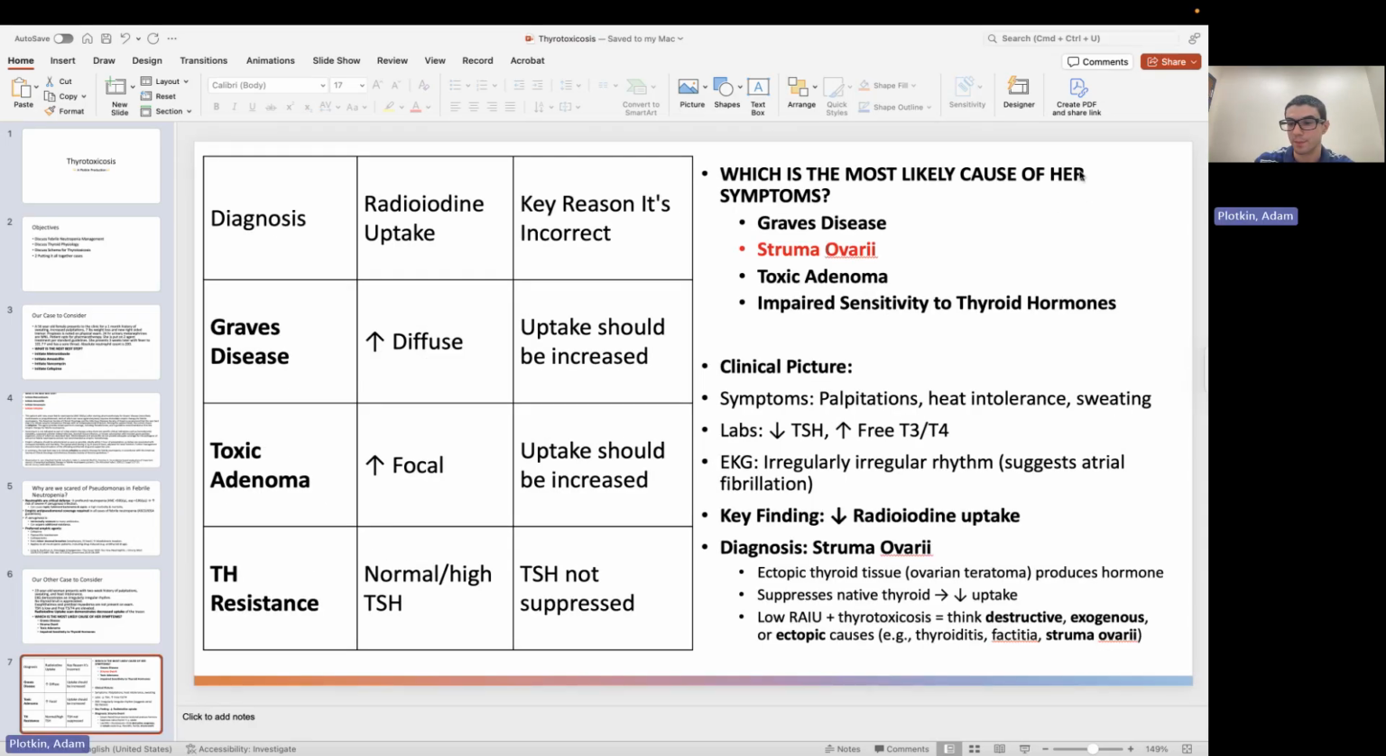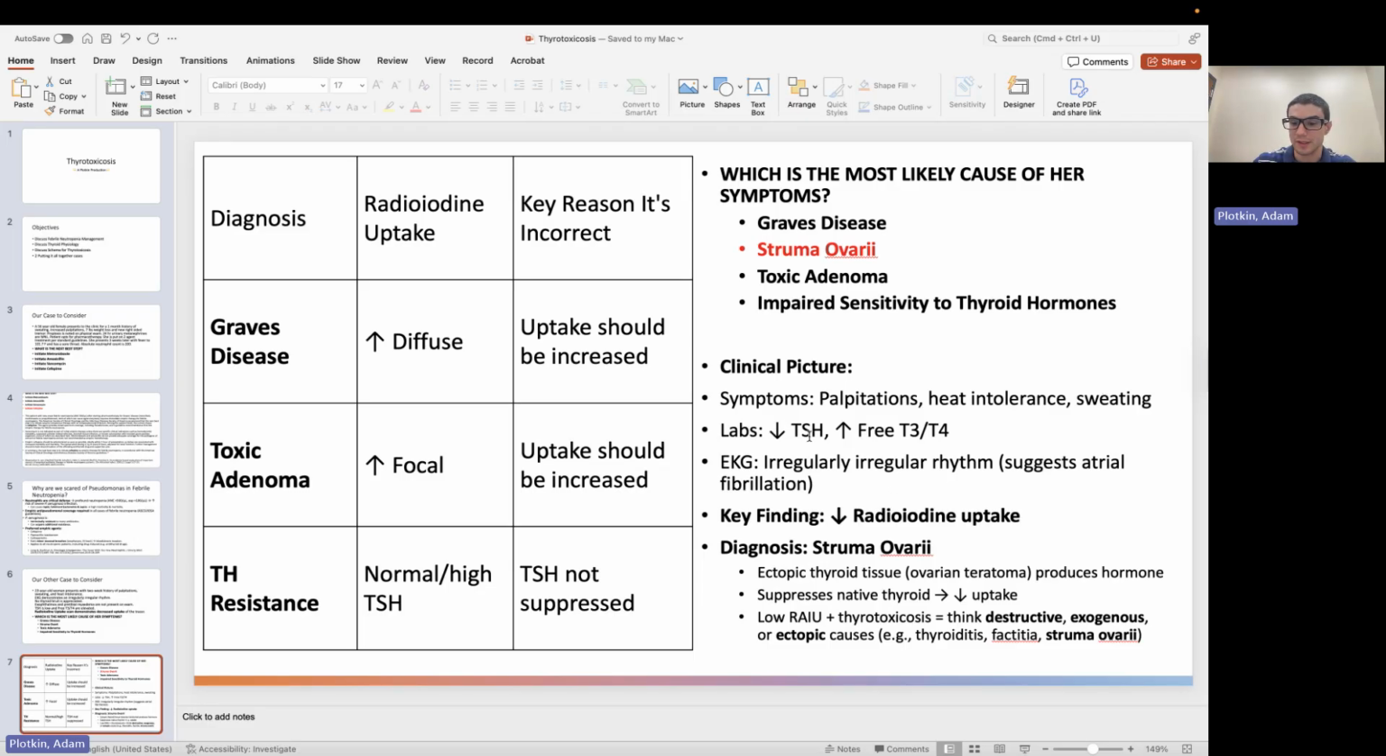So in this case, this would be struma ovari. And again, we're going to go over my framework on how to easily think through this. But really, the clinical picture: we have the palpitations, heat intolerance, sweating. We have an irregular rhythm, which would be AFib, right? Increased thyroid hormones increase my sympathetic nervous system activation via increased beta adrenergic receptor production, which can increase the sympathetic tone of my heart and can actually lead to AFib.